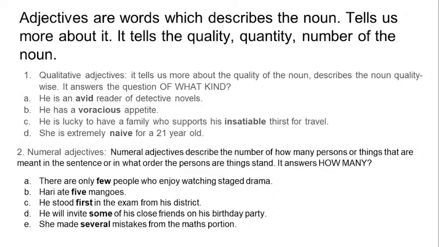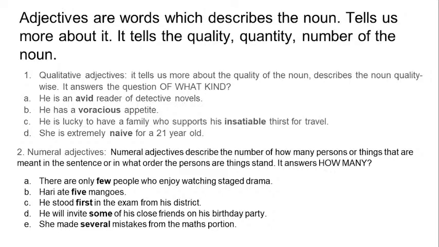The next one which comes up is numeral adjectives. And numeral adjectives describe the number of how many persons or things are meant in the sentence, and also they give you the order of persons and things. It answers how many or what is the order. Let us see the examples and take each of them. Number one is, there are only few people who enjoy watching stage drama. So here, as you can see, few is given in bold and it is the numeral adjective in this sentence.